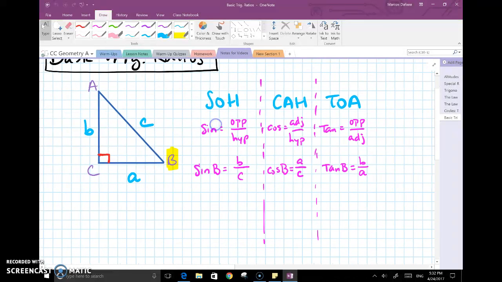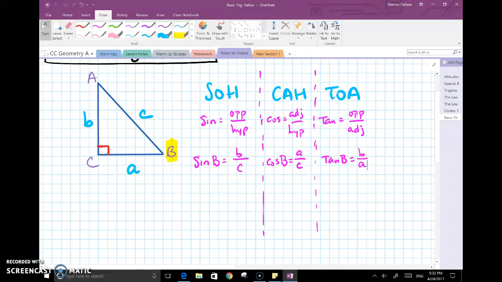All right. One last thing I want to remind you of is that when you actually want to find the value of the angle, then you'd have to do what's called the inverse trig function, which in this case would be something like this. So you would say that the measurement of angle B would be the inverse sine of whatever you get from b over c. And the same thing would happen for cosine, and the same thing would happen for tangent. It would just be the inverse of those trig functions.